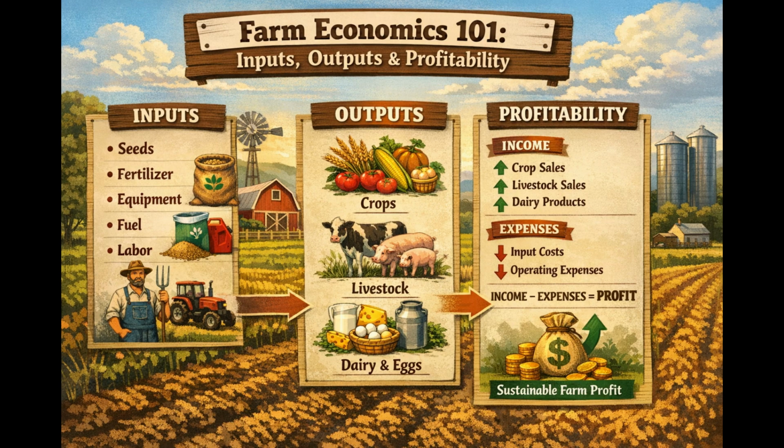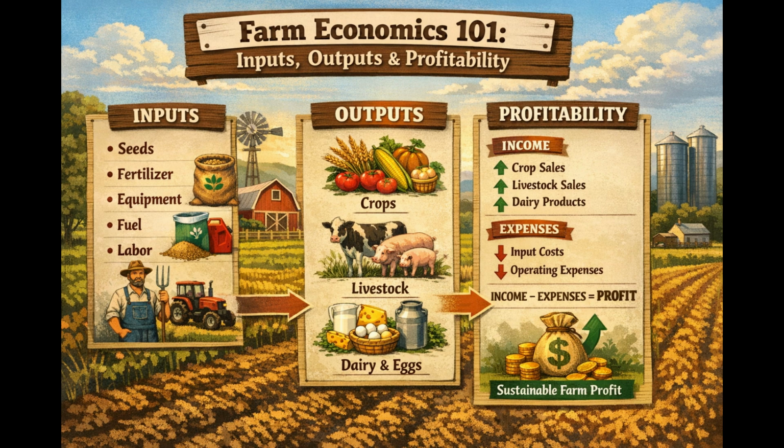Weather is the big one. Drought, floods, hail, frost, hurricanes. You can't control the weather, but you can reduce your vulnerability. Diversify your crops so that if one fails, others might succeed. Use irrigation to buffer against drought. Use row covers or hoop houses to protect against frost. Plant windbreaks to protect against wind damage. Get crop insurance if it's available and makes sense for your operation.